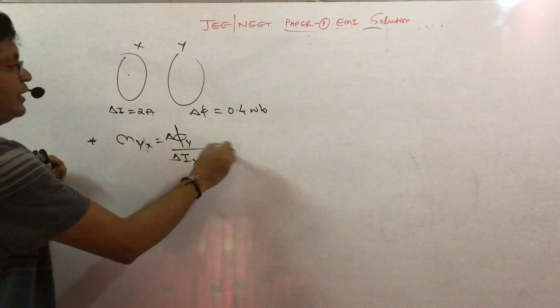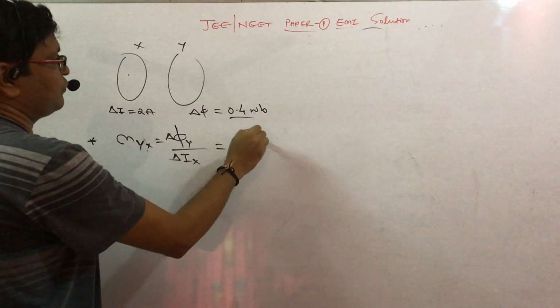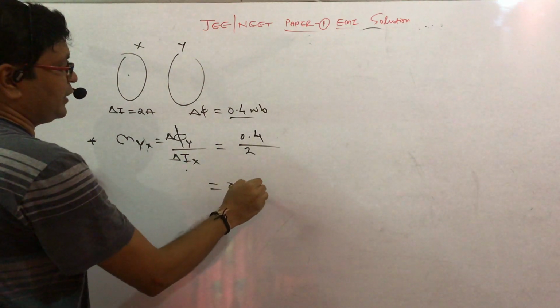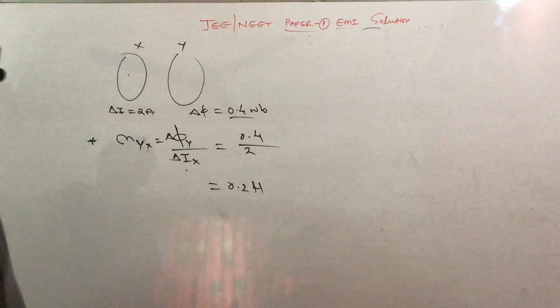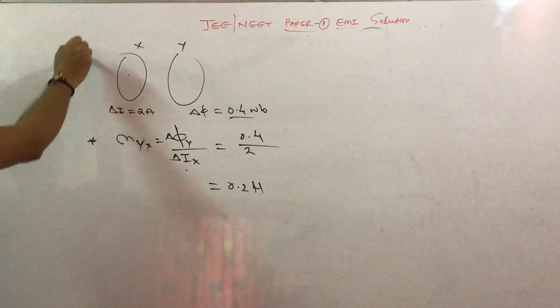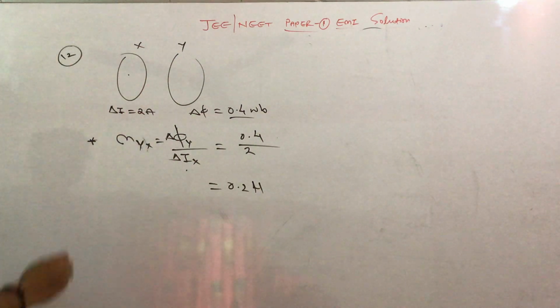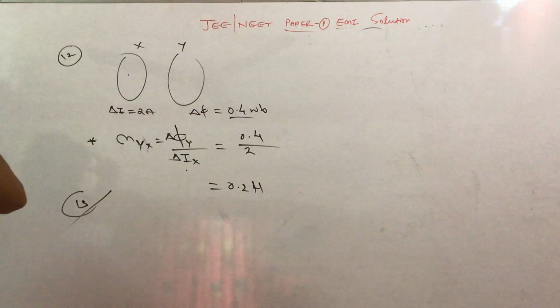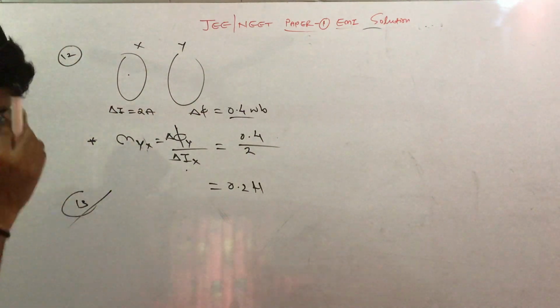So what is your target? Delta phi y given 0.4, here 2, so 0.2 Henry, you can see. So this is question number 12, very easy but also important. Now we would like to solve question number 13. Okay, so 13 number most important.